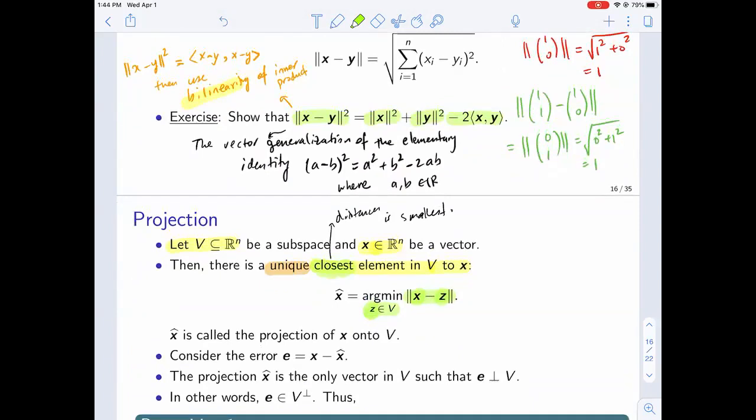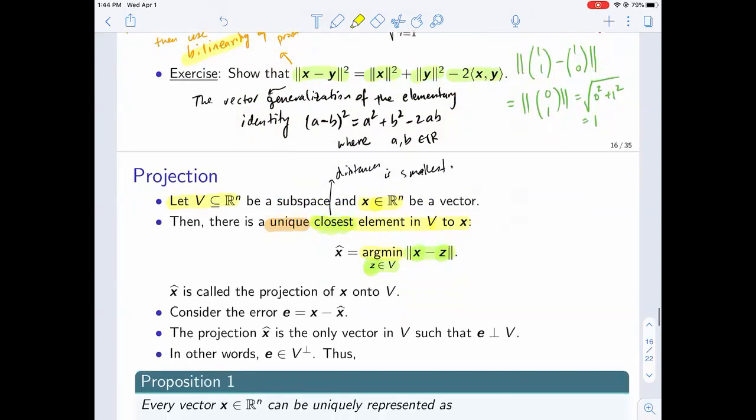And an argmin here means I take the argument that minimizes this, not the value. So I take the z that minimizes the norm of X minus z. And what I would get is what is called a projection.